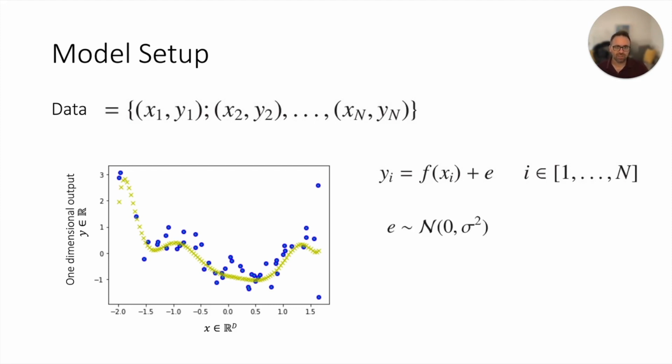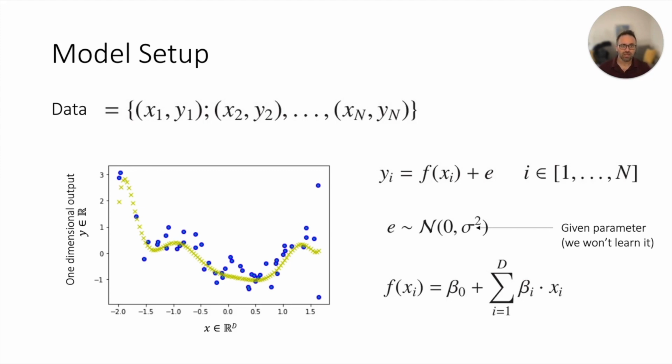And we will assume that the errors are normally distributed with mean zero and variance sigma square, meaning that for every data point, the error is going to have the same distribution. This is going to be the variance parameter, and we are not going to learn it. We are going to assume that that parameter is given. Okay, and finally, one of the most important assumptions in the linear regression model is that the function of the input is a linear combination of the input variables, right?